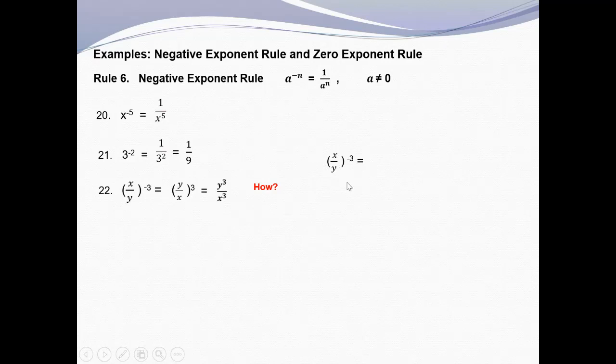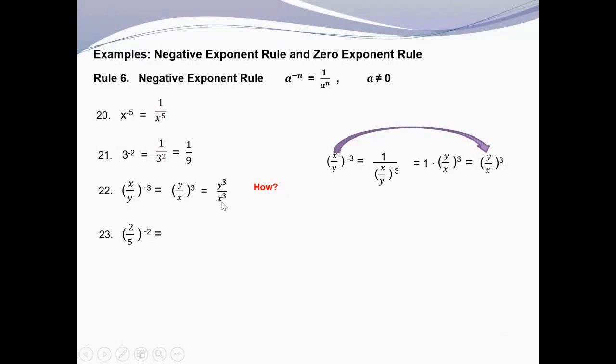First let's apply the negative exponent rule. It'll be 1 over xy to the third power. This is by applying the negative exponent rule. Now, 1 divided by xy to the third power, the division becomes multiplication, and the fraction, you flip it. And then you get y over x to the third power, and then you distribute the 3. This is y to the first power times 3, and x to the first power times 3, so it will give us y to the third over x to the third, you see?